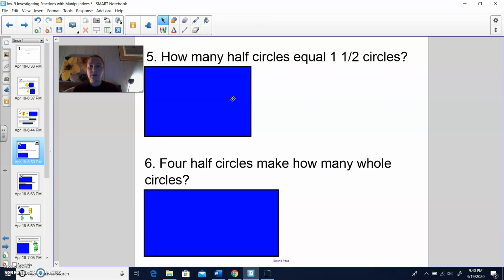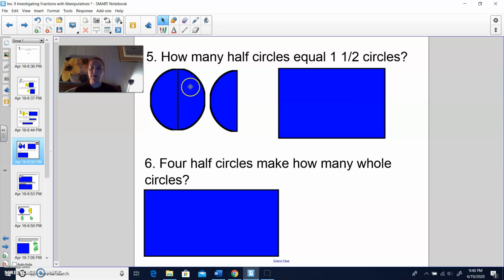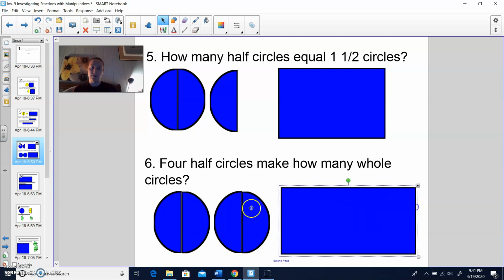How many half circles equal 1 1/2 circles? So how many to get 1 full circle and another half? How many half circles would you have? So think about your half circle manipulatives. How many would you need to have 1 whole and another half? Okay, 1, 2, 3 halves equals 1 1/2 circles. Number 6, 4 half circles make how many whole circles? So if I have 4 halves, how many whole circles would I have? Go ahead and make your answer. And then we have 1, 2, 3, 4 half circles, which makes 2 whole.